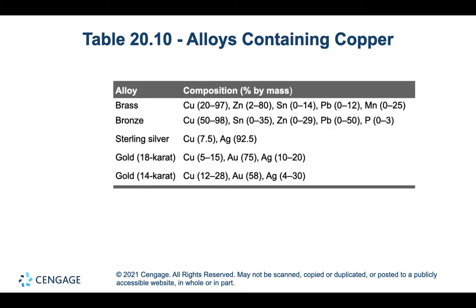Copper has various alloys. It's a big part of brass. Copper and zinc are the main components of brass. Copper and tin make bronze, and maybe a little bit of other elements blended in. Sterling silver is a mixture of copper and silver, and then different carats of gold will have copper and silver alloyed with the gold. 18 karat gold is actually only 75% gold. It's 5 to 15% copper and 10 to 20% silver.